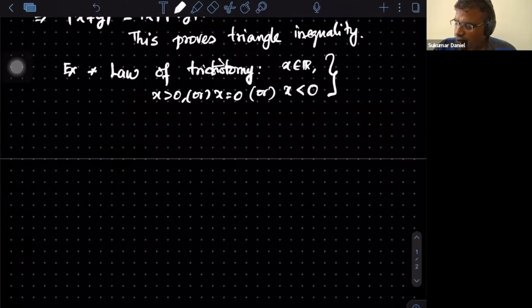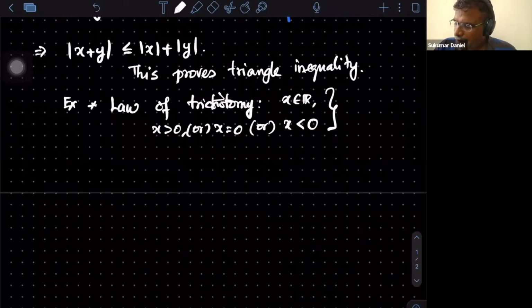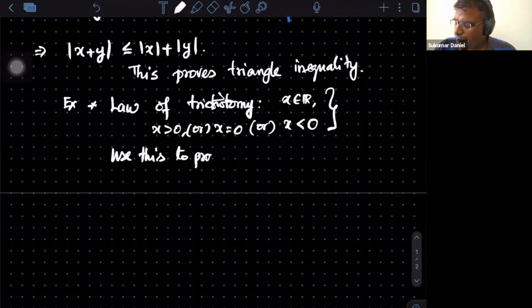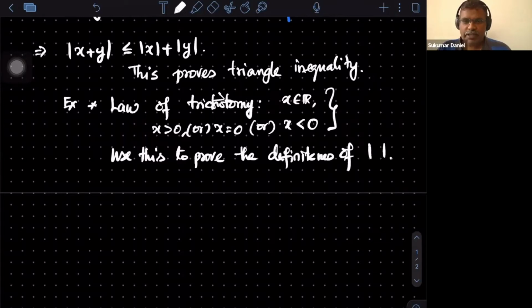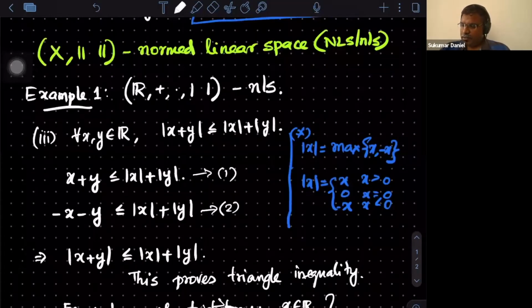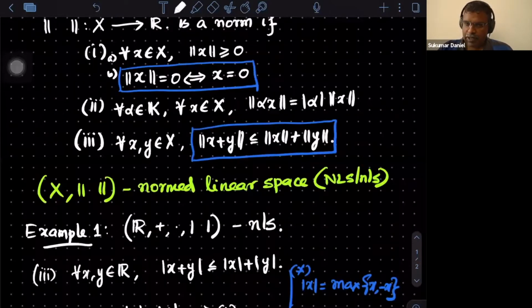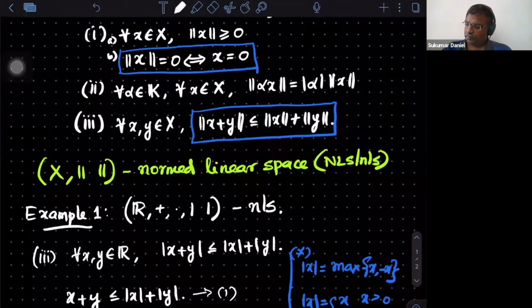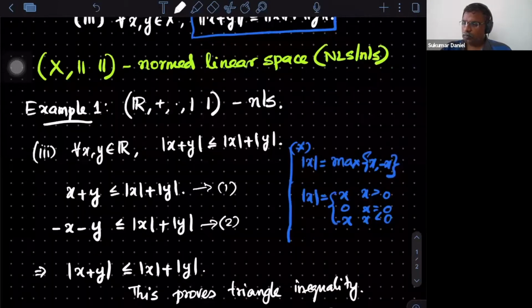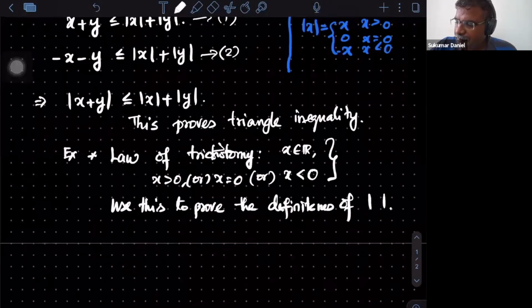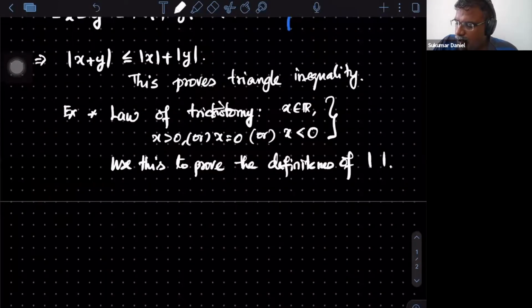So use this just to prove the definiteness of the modulus. That means this second part of the first property. Okay. Now let's go on.